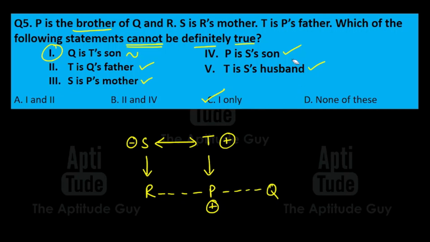Got it? So all of them are definitely true except the first one. If at all they had asked may be true, then all of them may be true. But they have asked which one cannot be definitely true. The first one cannot be definitely true simply because we don't know if Q is male or female.